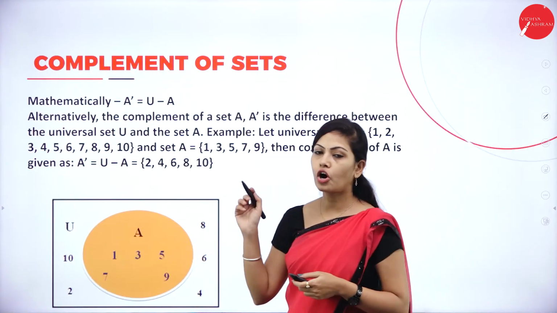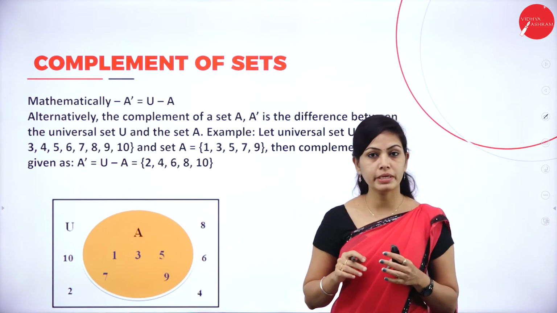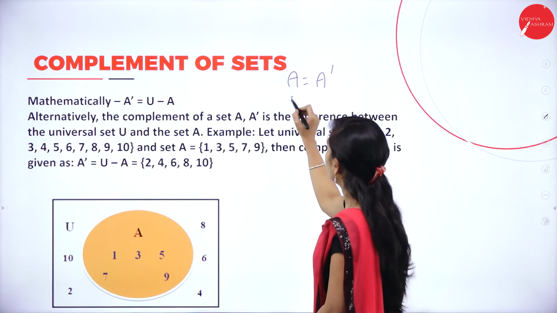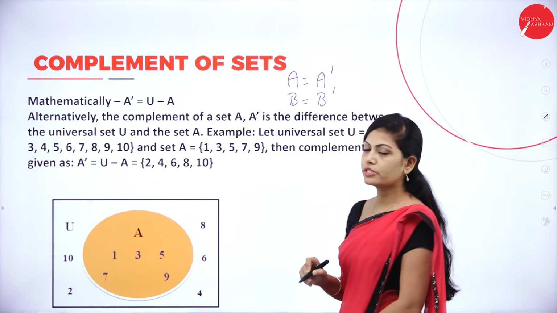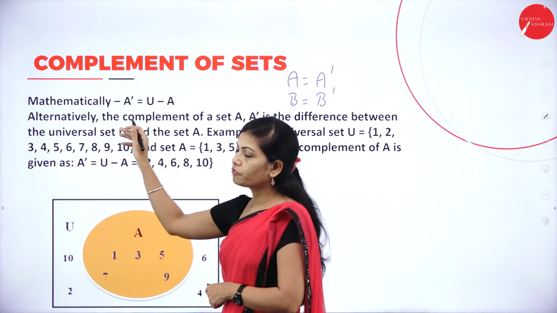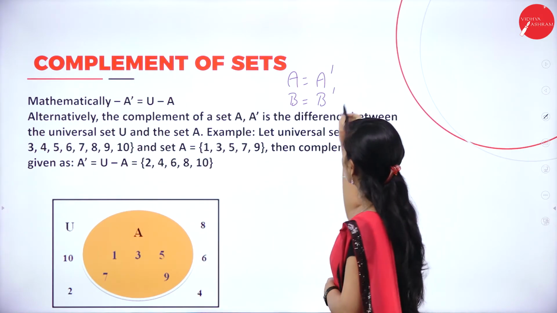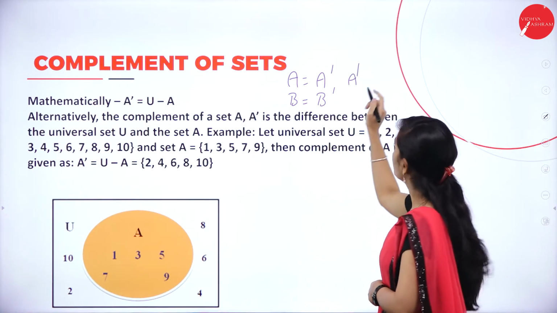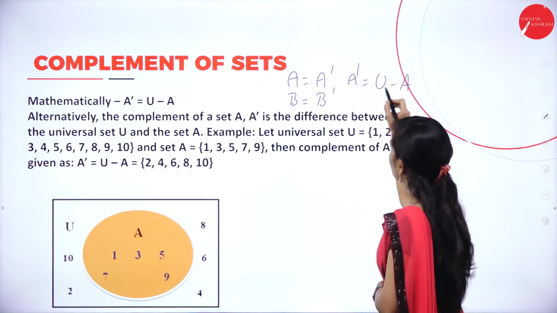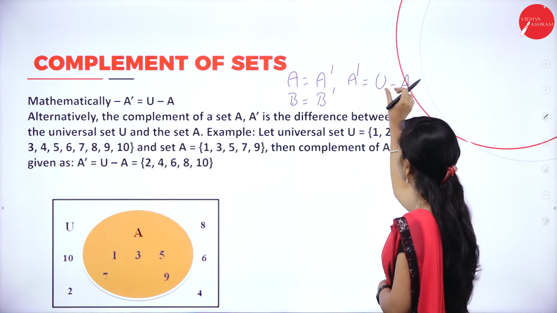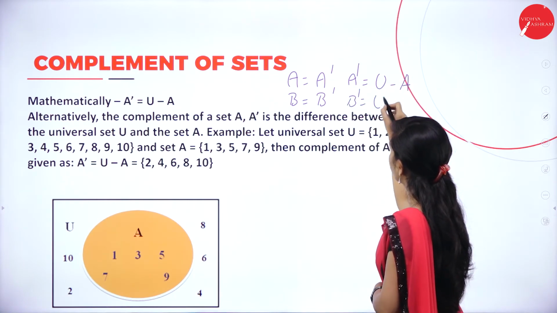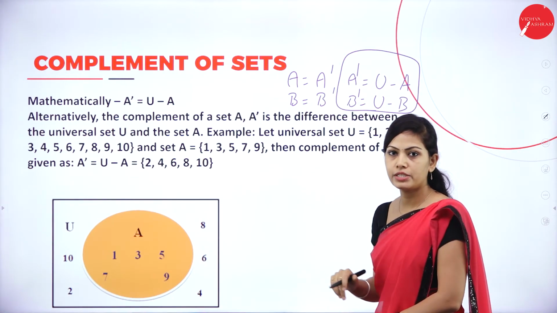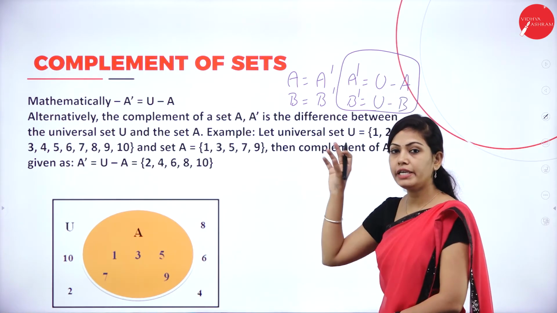The next concept is complement of sets. Already I have told you that complement means opposite. If A, the complement is A dash. B, the complement is B dash. So how to find the complement in set elements? If you want to find the complement of A, you will write U difference A, right? U stands for universal set. So if you want to find B dash, you will write U difference B. This is the formula for finding A dash and B dash.